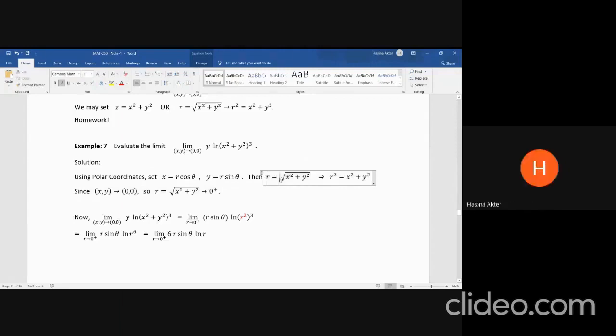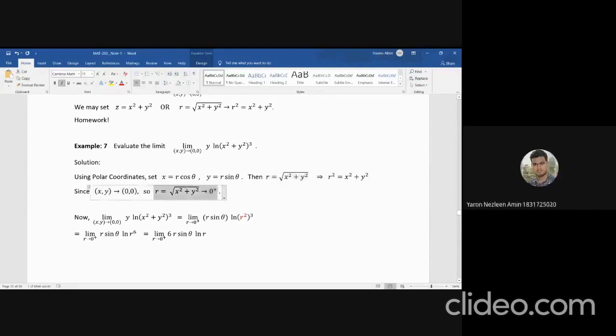R is given by a positive square root. Since r is given by a positive square root, r cannot be negative. R can be close to 0 or equal to 0. But since (x, y) is close to (0, 0) but is not the origin, x and y are not simultaneously 0. That means one of them is non-zero, so one of these two terms is positive. That means r cannot be 0. R is close to 0 but positive. Do you understand this?